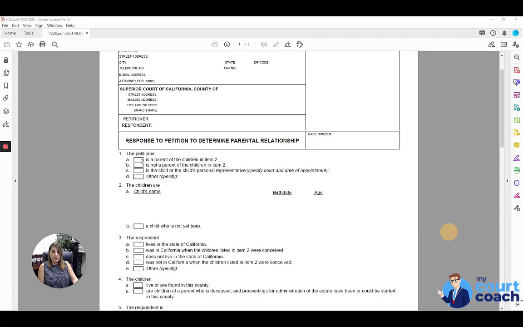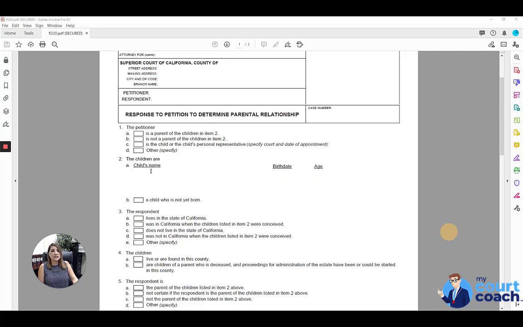If you believe the petitioner to be the child's personal representative, and that was someone that would have been assigned in a different court proceeding, then you would mark box 1C and identify, if you know, the court and date of that appointment. If you believe the petitioner to have some other role in the case, mark box 1D and identify what you believe that role to be. Next, you want to list the children's names, birth dates, ages. If we are talking about a child that is not yet born, mark box 2B.